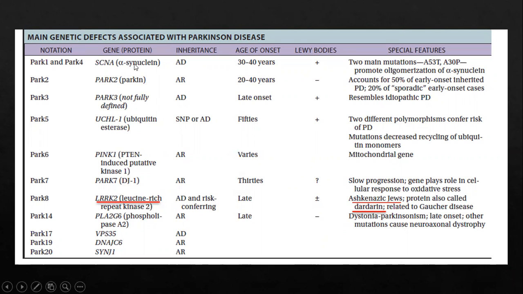SNCA, the alpha-synuclein gene, is widely studied. Notation being PARK1 and PARK4. Age of onset is 40 years, and there are two main mutations which promote oligomerization of the alpha-synuclein. I'm not going into all the details. Let us come to the LRRK2 gene. This is also well studied, especially in the Ashkenazi Jews, and causes abnormal protein synthesis called dardarin. It is also related to Gaucher's disease.